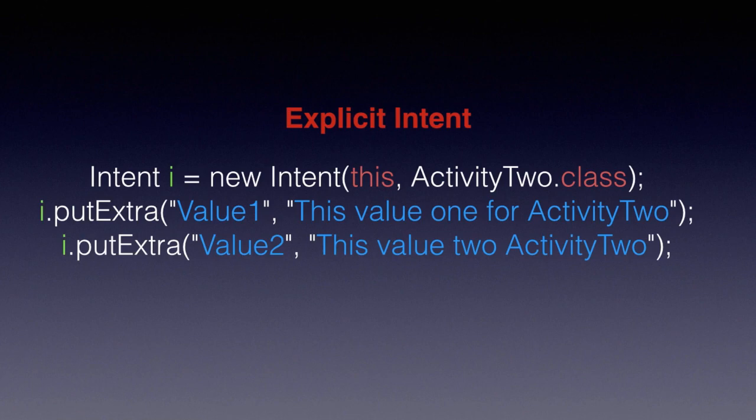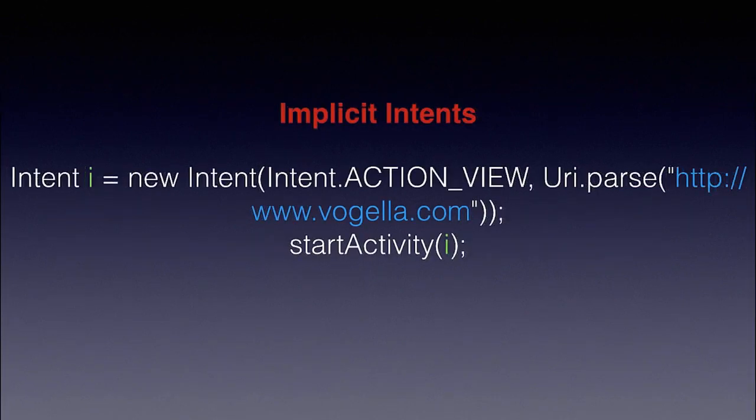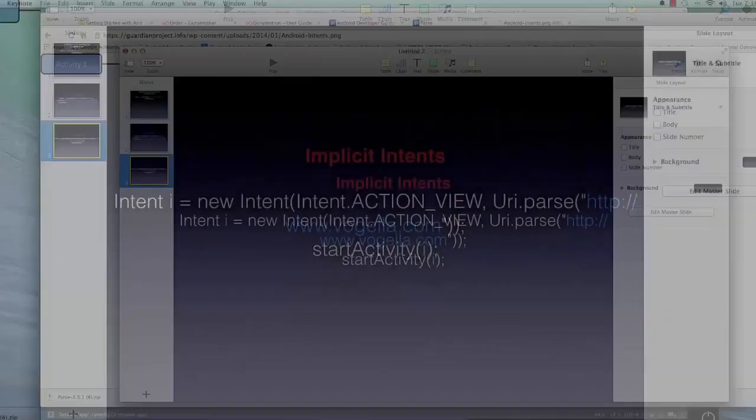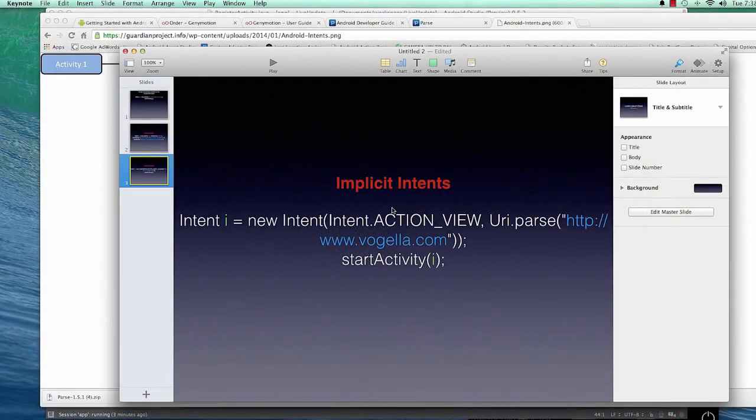Then there's implicit intent, which requests permission to use other components in other applications. For example, this one is requesting permission to use the web app to view the web, to visit Vogella.com. I just copied this from Vogella.com, so I thought I'd give it back to them. Vogella has a really good explanation about this if you want.